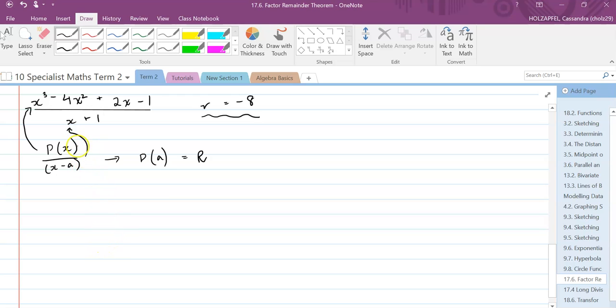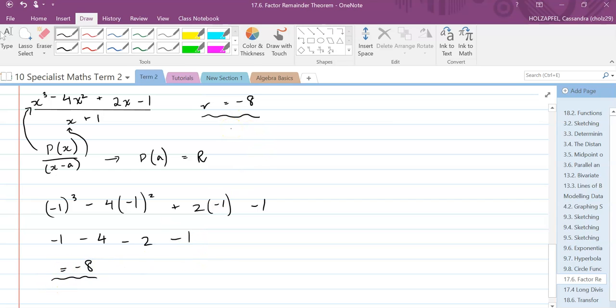In this case, because this is x plus 1, we're going to substitute -1 into our function, so swapping in the opposite. So we should have -1 cubed minus 4 lots of negative 1 squared plus 2 lots of negative 1 minus 1. Negative 1 cubed is negative 1. Negative 1 squared is positive 1 times negative 4 is just going to make negative 4, minus 2, minus 1. So that becomes negative 5, negative 7, negative 8. And that's exactly what we saw from the last problem.